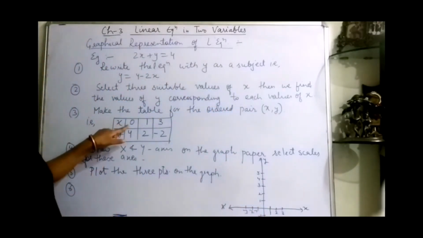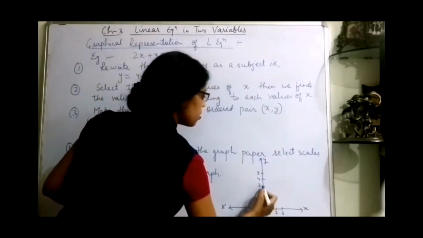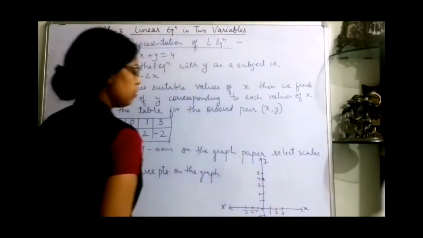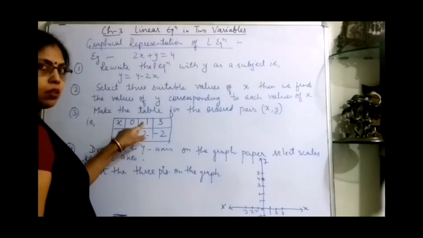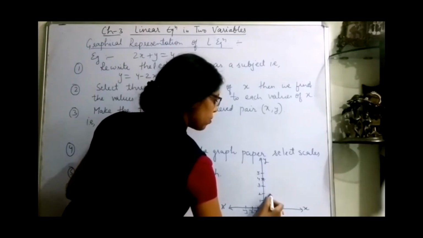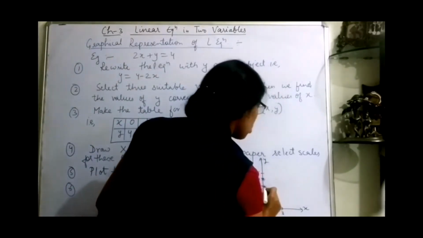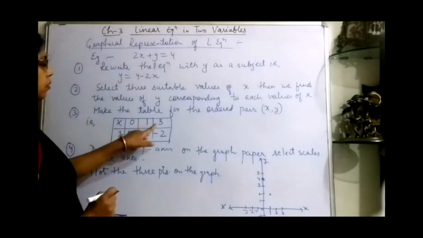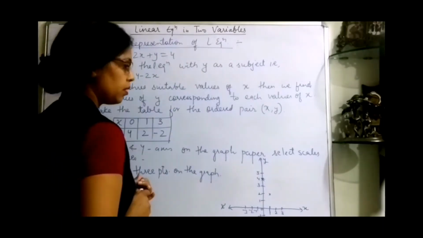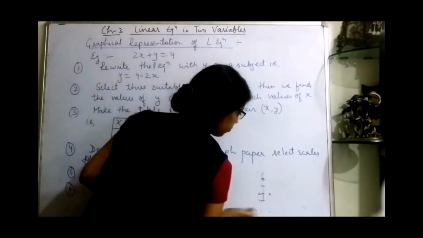When x is equal to 0, y is equal to 4. When x is equal to 1, y is equal to 2. It means here 1 and the corresponding value 2. Okay, x is equal to 3. Again I am drawing the graph.